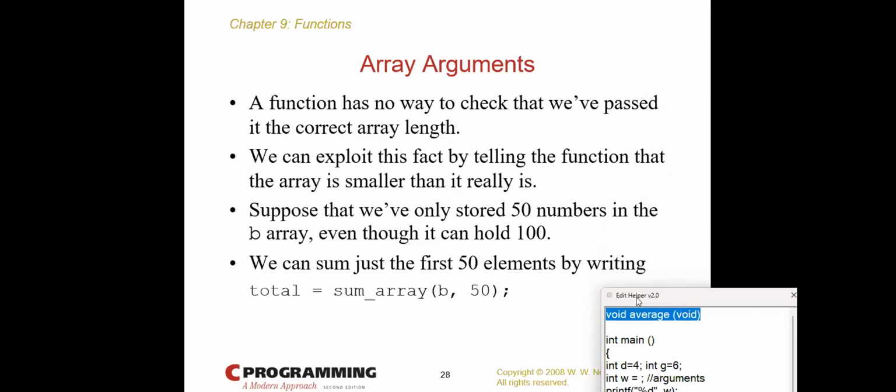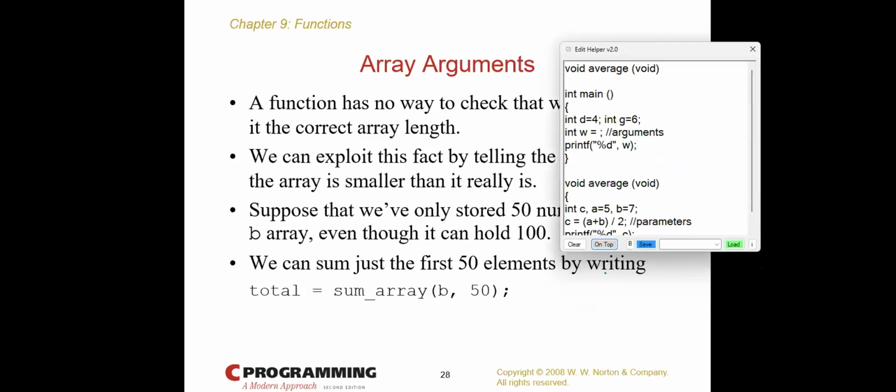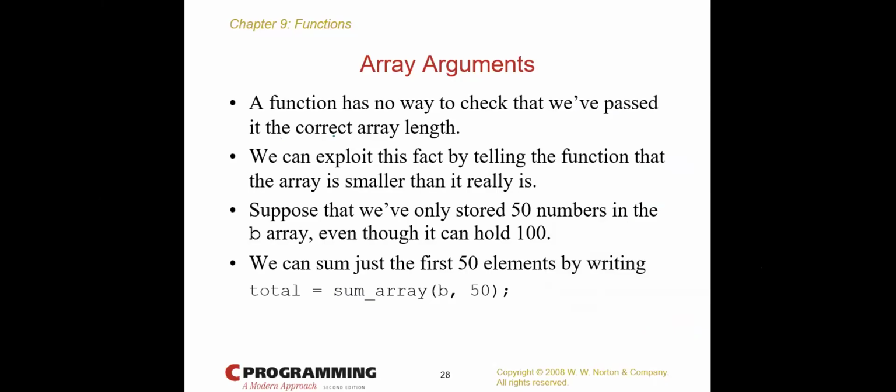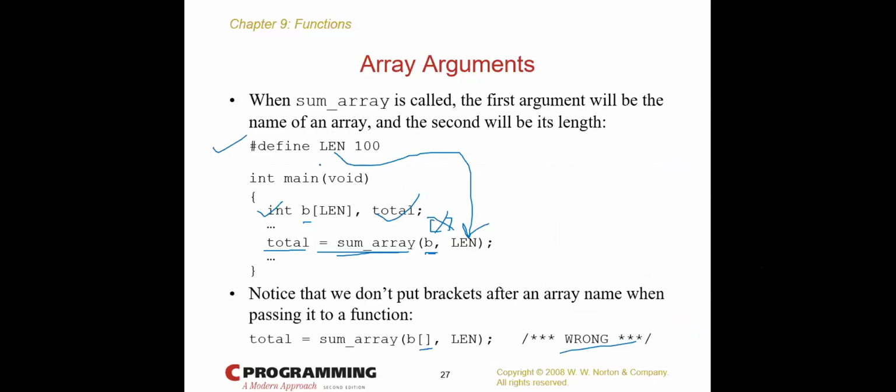Also, a function does not have a way to be sure that we have passed it the correct length of the array. So let's assume that we made a mistake and we sent 30 as the length of the array. The function cannot know that 30 is smaller than B. Why? Because there is no function in C that can automatically know the length of an array. So it is important that you are very careful when you are passing the length as a parameter.